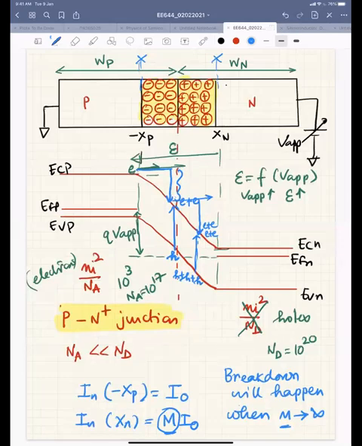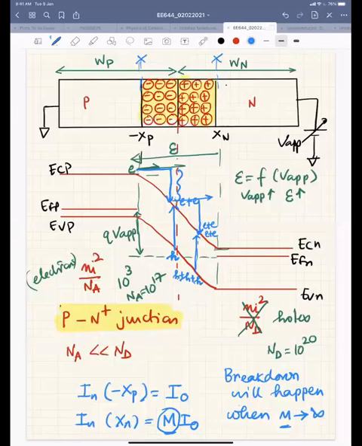Yes, sir. My question was, here we take breakdown when M tends to infinity, but in a practical scenario, what can be the value of M for breakdown? In models, we cannot take infinite, right? No, breakdown M is called infinite, because the current is very high.